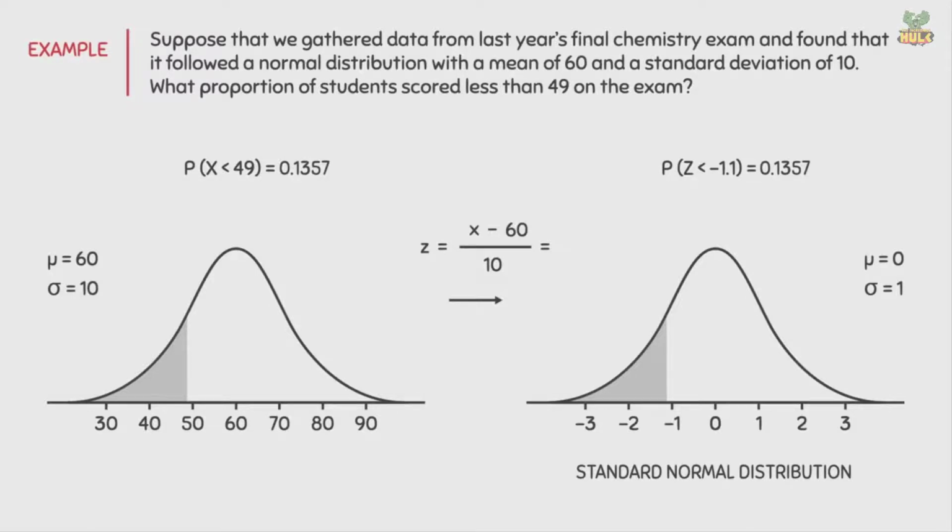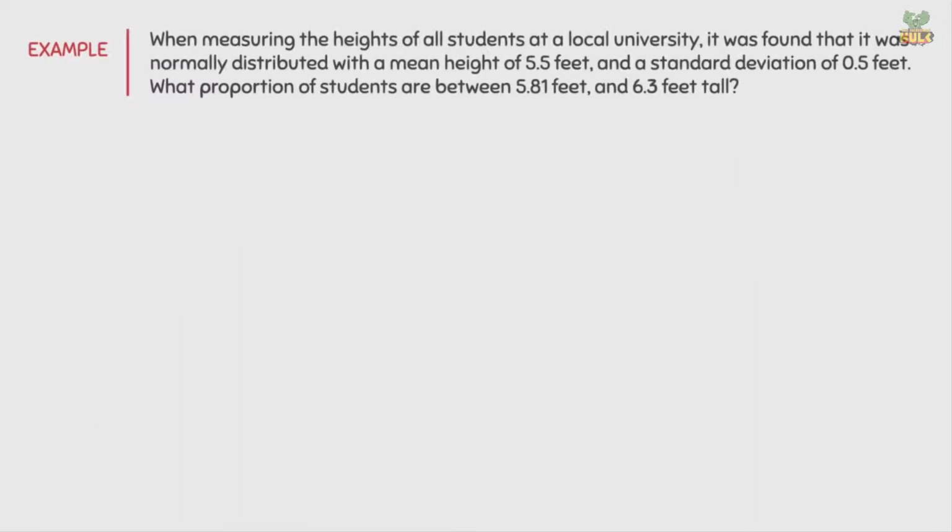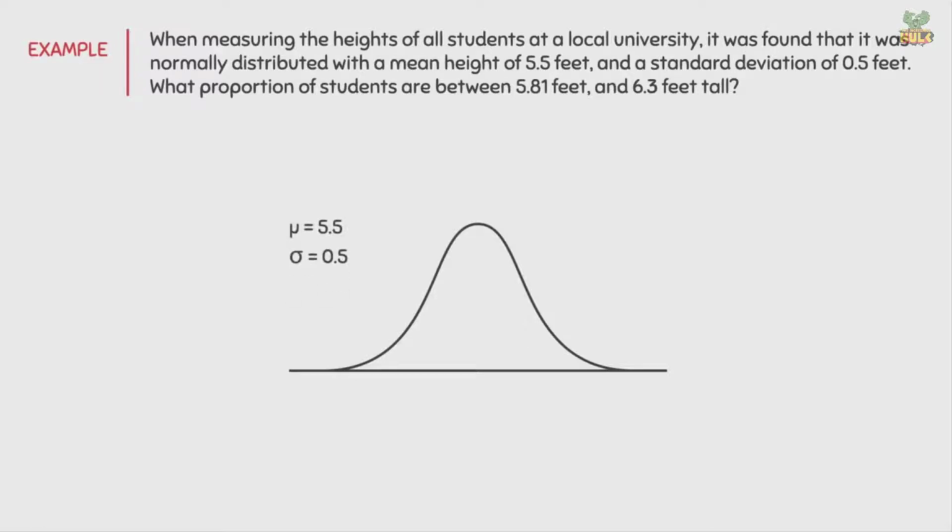Let's do one more example. When measuring the heights of all students at a local university, it was found that it was normally distributed with a mean height of 5.5 feet and a standard deviation of 0.5 feet. What proportion of students are between 5.81 feet and 6.3 feet tall? Before we solve this question, it's always a good habit to first write down important information. So we have a mu of 5.5 feet and a sigma of 0.5 feet.